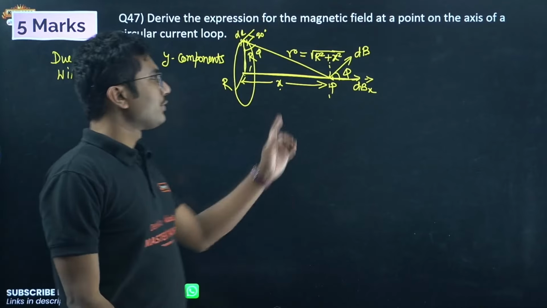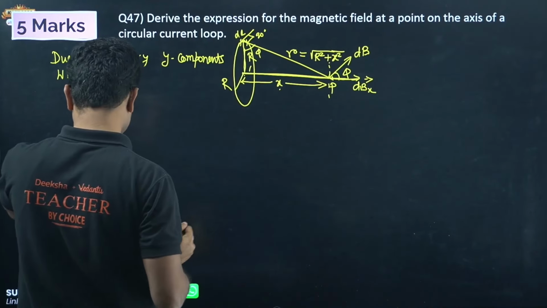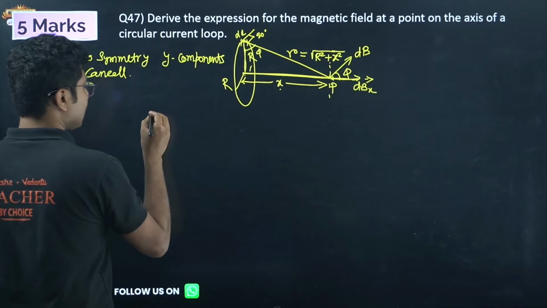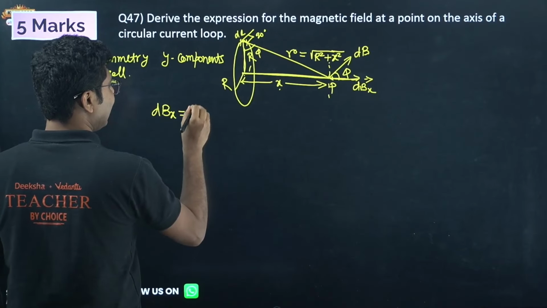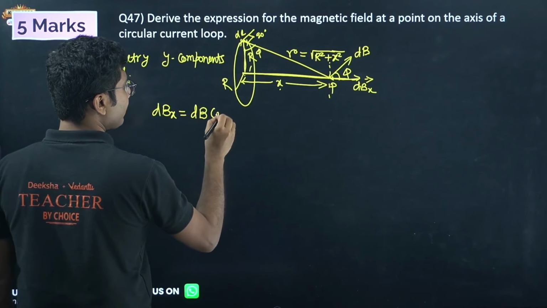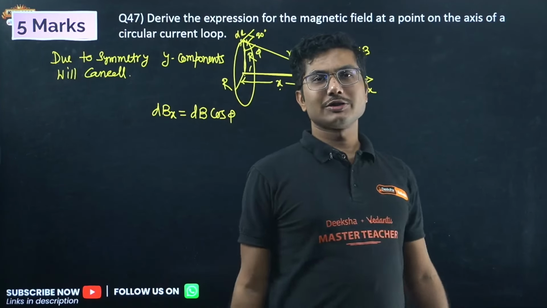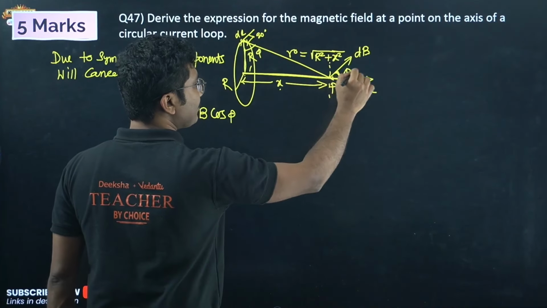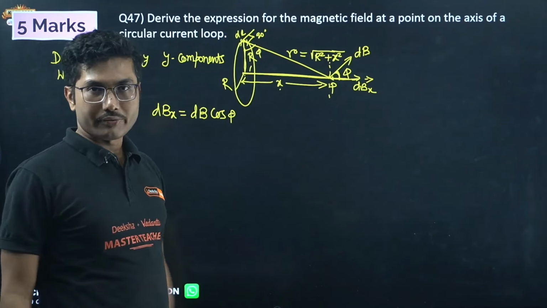Now we just have to find the dBx's and add them. So how to do that? What is dBx? dBx is dB cos phi. Why? This is phi, so this must be the adjacent component, and adjacent components are always cos.